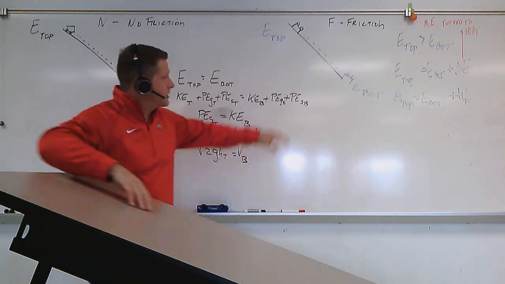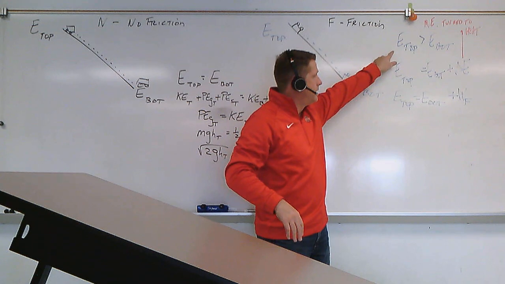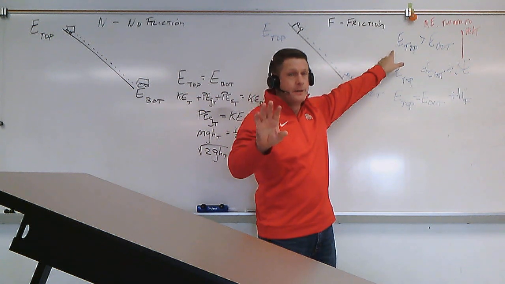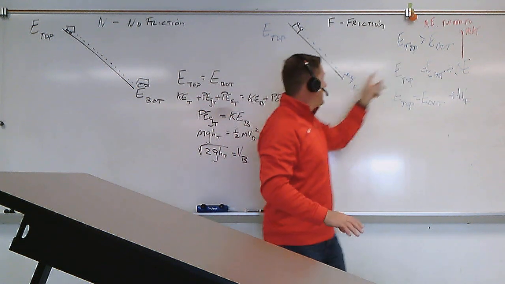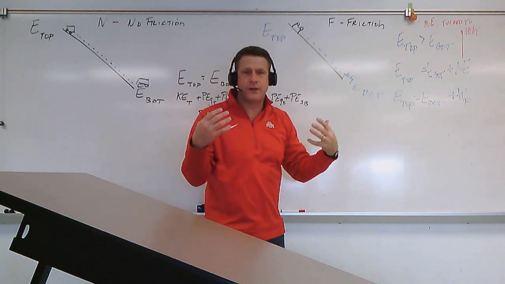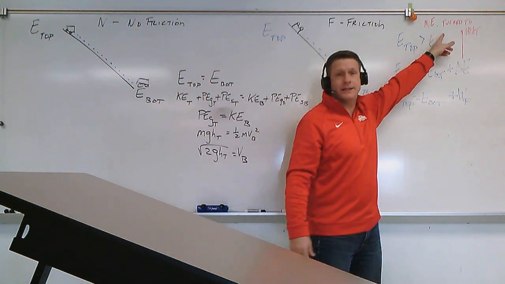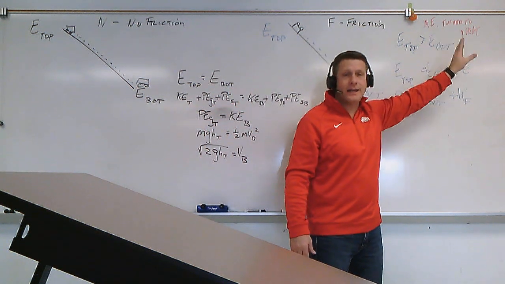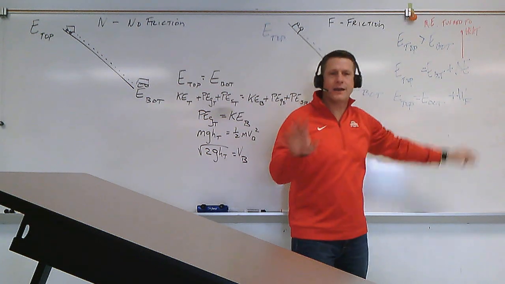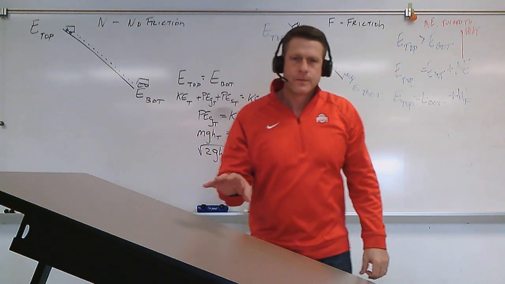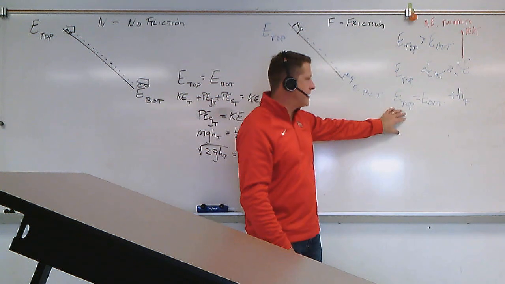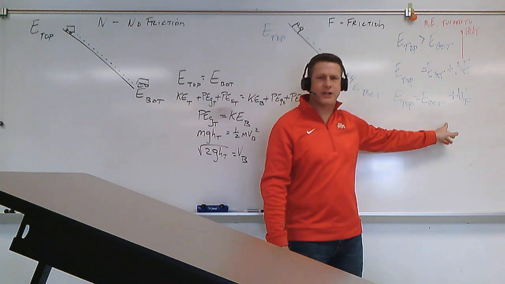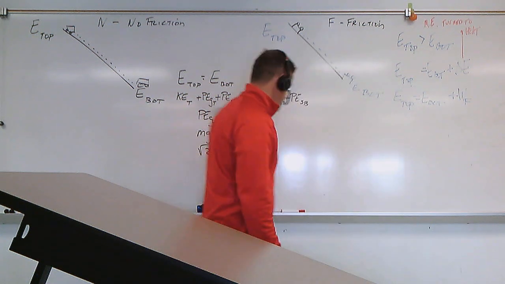Bottom line, we start with the same amount of energy, mechanical energy that is, and we end with less than we started. Where did some of it go? Some of it went to heat. How did it get to heat? Friction did work on the object. So now our math says that the energy at the top is equal to the energy at the bottom plus the work done by friction.